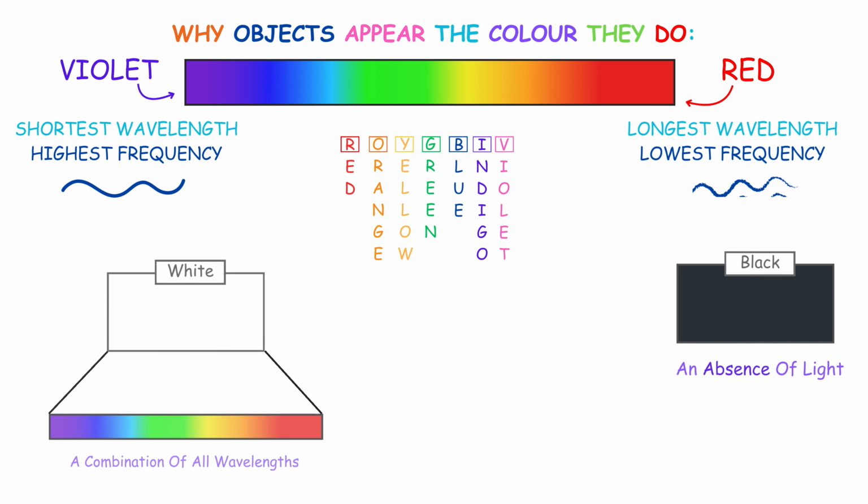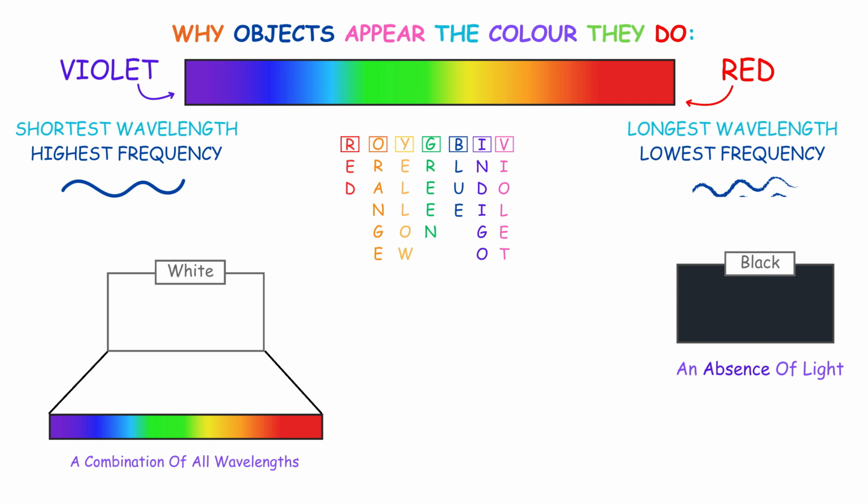In today's video, we're going to explore the fascinating topic of why objects appear to be the colors that we see. This seemingly simple question has a lot to do with the way visible light behaves and how it interacts with different materials.